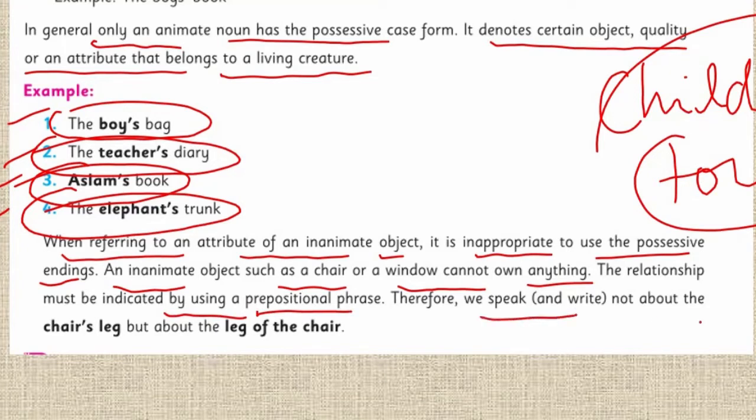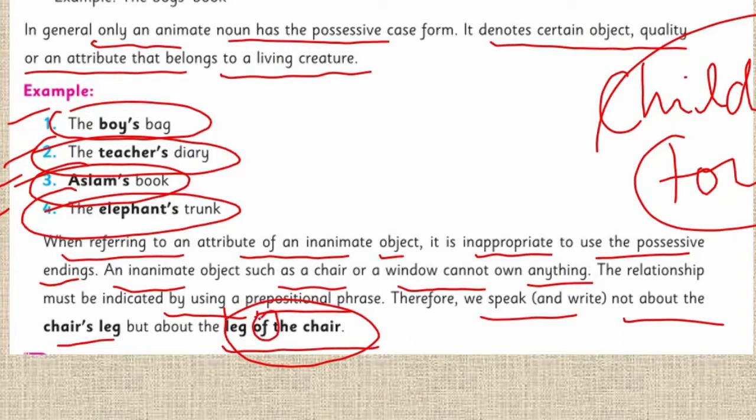Therefore, we speak and write not about the chair's leg, but about the leg of the chair. So what will we do with inanimate objects, how will we show the relationship and possession or ownership between the two nouns and the pronouns? This is the way: the prepositional phrase. What are prepositions? At, in, on, to, from, inside, behind. These are the prepositions. We have discussed them in our previous lesson of parts of speech 2. So here, of is the preposition.